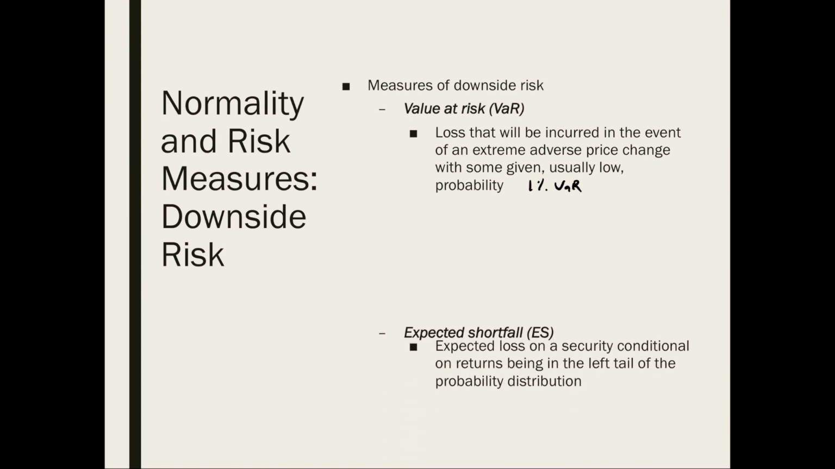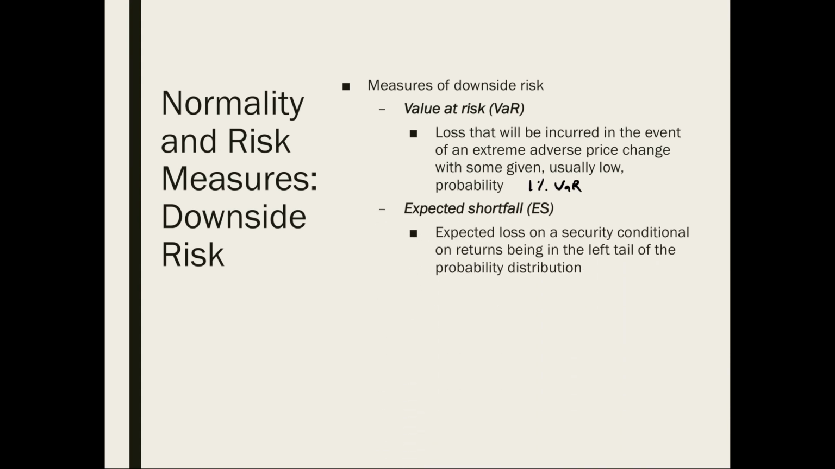Another measure of downside risk is called expected shortfall. It also goes by the name conditional tail expectation, and it is the expected loss on a security conditional on returns being in the left tail of the probability distribution. So let's say you have a 1% expected shortfall. You would identify the worst 1% of all observations and take the average.